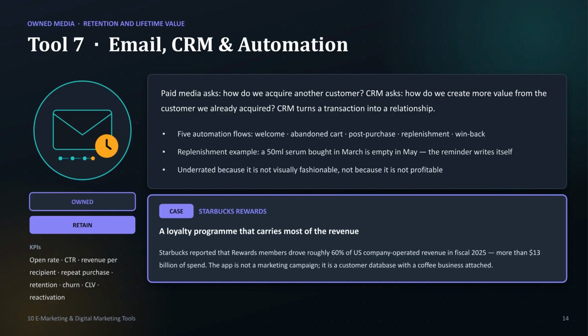Tool 7 is email, CRM, and automation. This is your retention engine. Starbucks uses its app to drive 60% of its revenue. Automation flows like abandoned cart reminders are efficient, compounding, and highly profitable.